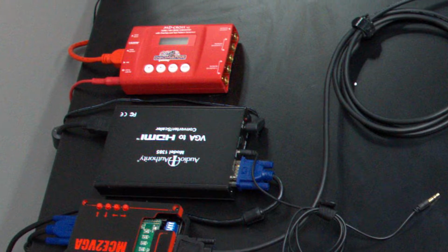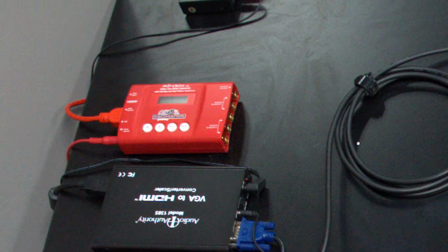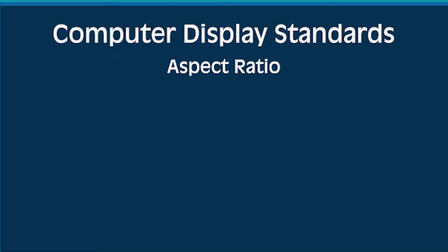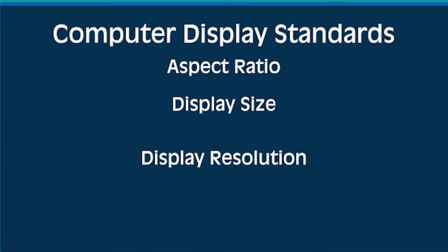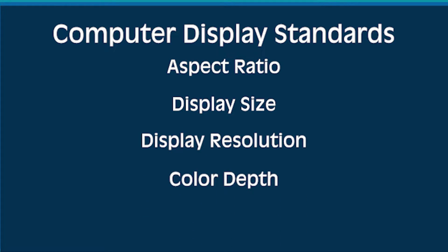Here's a general rule to start with. Computer display standards are a combination of aspect ratio, display size, display resolution, color depth, and refresh rate. When converting video between different formats, all of these factors must be accounted for at every step of the process, something that we learned the hard way.